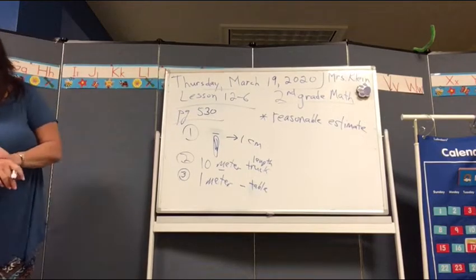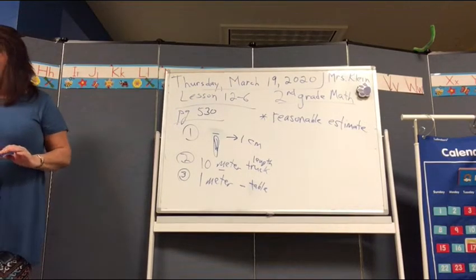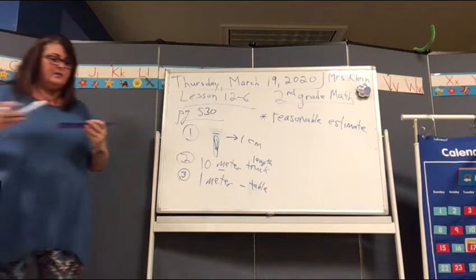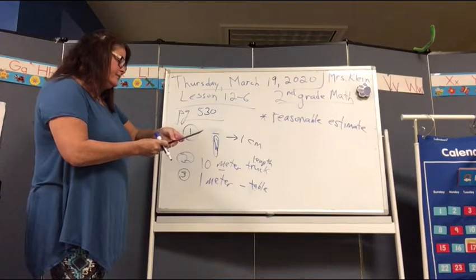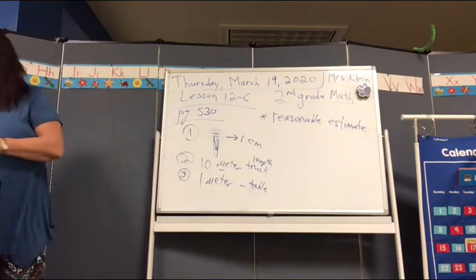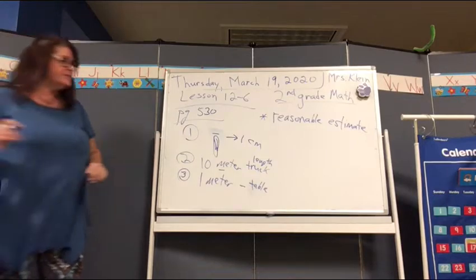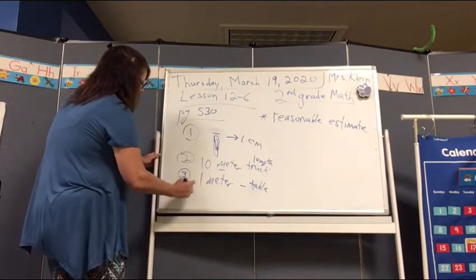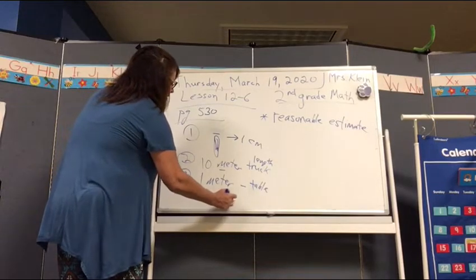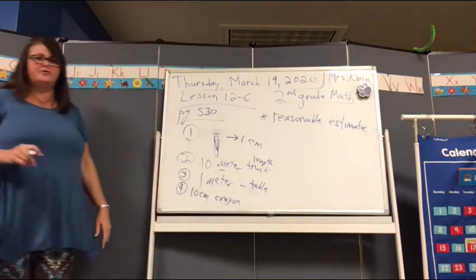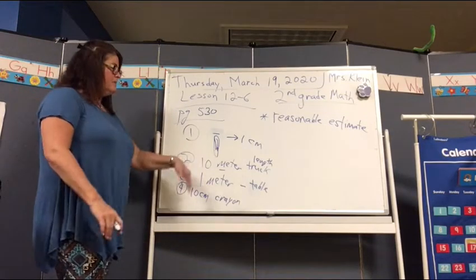And number 4 is a crayon. A crayon, I'm going to say, is about 10 centimeters for the crayon. Okay. So you can measure these objects yourself, and then you can see for yourself that they match up.